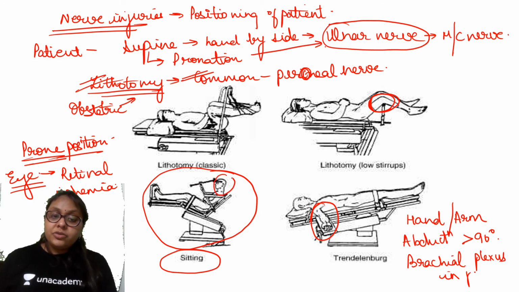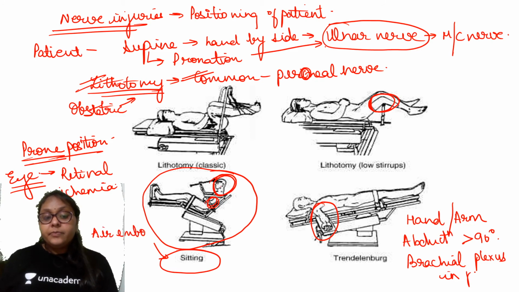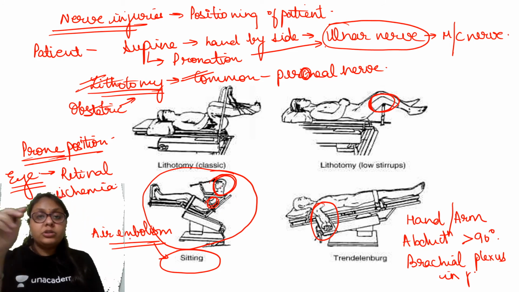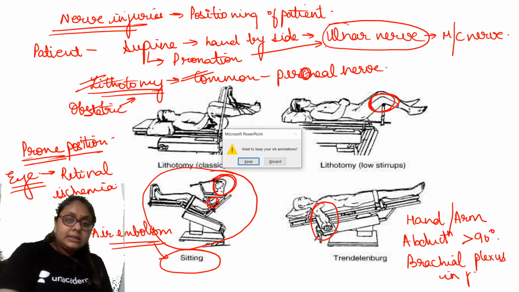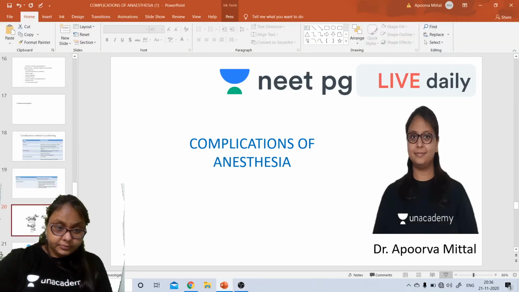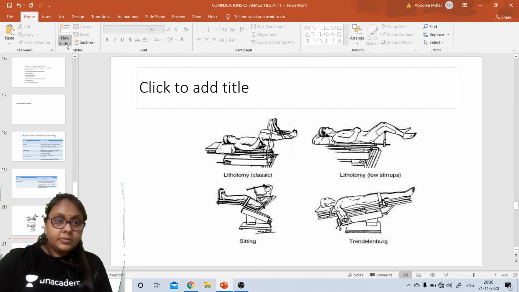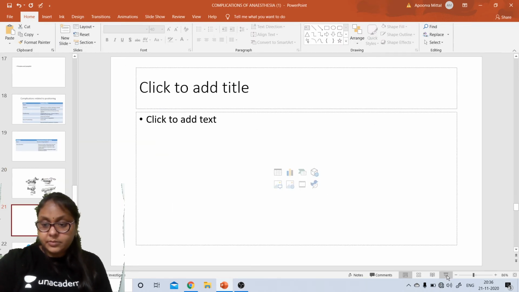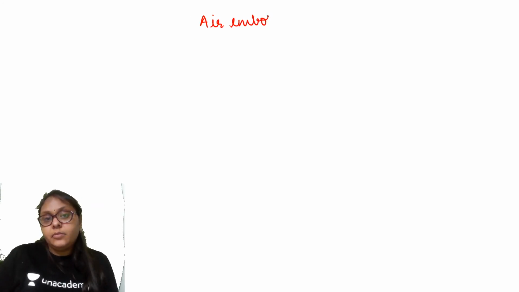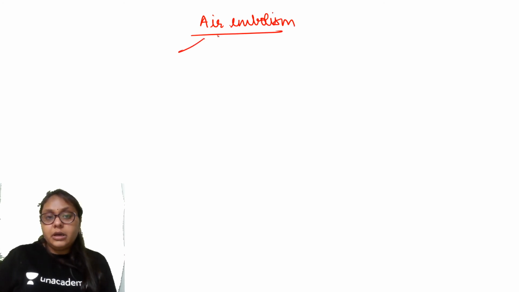okay, sitting position. The vessels here, if we do a craniotomy, are at a higher level than the heart, so there are high chances of air embolism. See, air embolism can occur because of two reasons. Okay, I'll just explain this to you. Air embolism can occur because of two reasons.